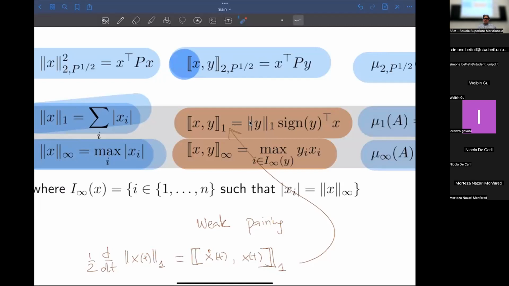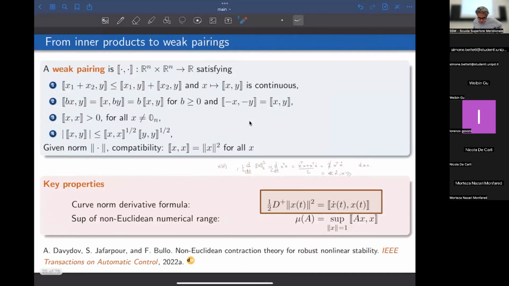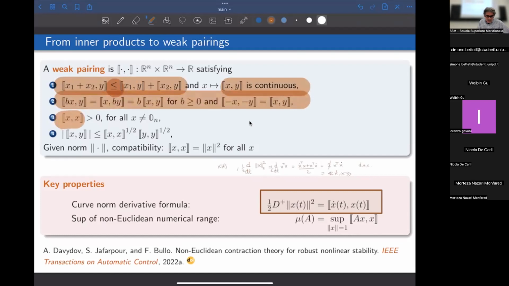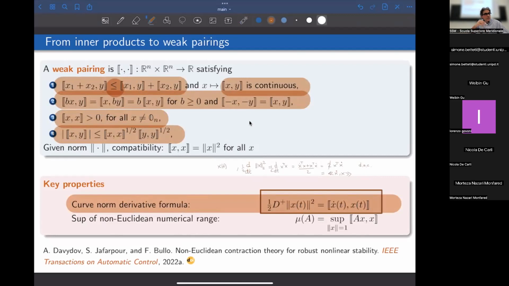It's stated here. I'm only going to say, in summarizing this discussion, that on arbitrary normed vector spaces, you can define a weak pairing, always, it's always possible, that will have weaker properties than an inner product. So that's why I don't call it inner product. And it has a few properties. It is linear in the first argument. Well, it is sublinear in the first argument. There's a less than equal here. It's continuous. It has certain homogeneity properties. It gives rise to the norm. And it satisfies the Cauchy inequality. It satisfies the curve norm derivative formula. So when you take the derivative of the norm of a curve, it's that pairing.